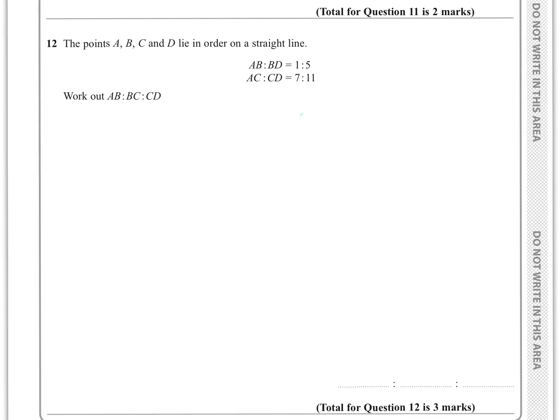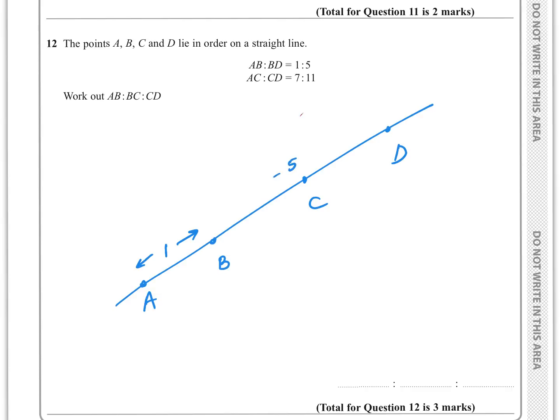Question 12. The points A, B, C and D lie in order on a straight line. So I'm just going to put them on there. Not to scale, obviously. It says AB to BD is 1 to 5. And also AC to CD is 7 is to 11.